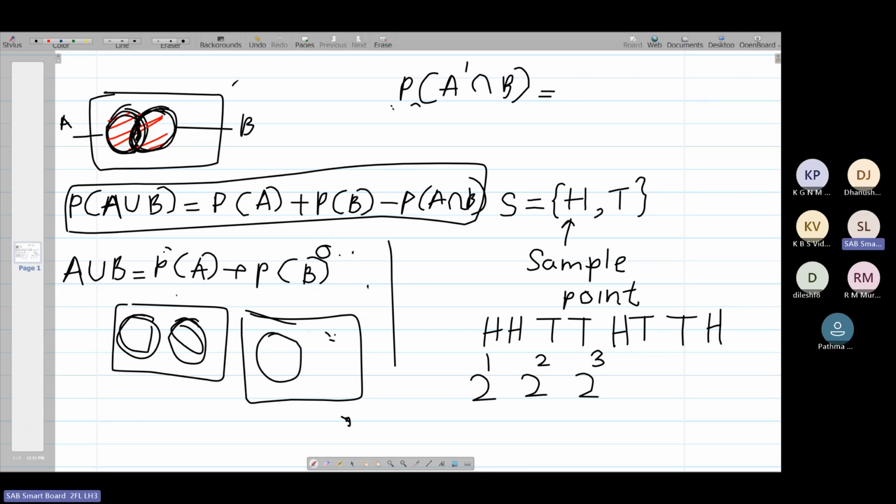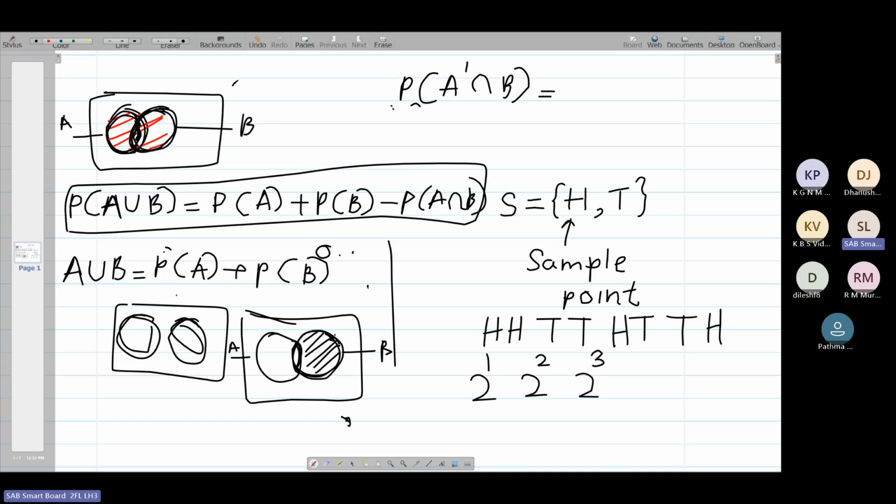Then we take the A and B. We need to get the B only. Okay, B only means this way. This part is common to both A and B. Is it clear? Then how do we get the B only? We take the whole circle, then remove this common part.